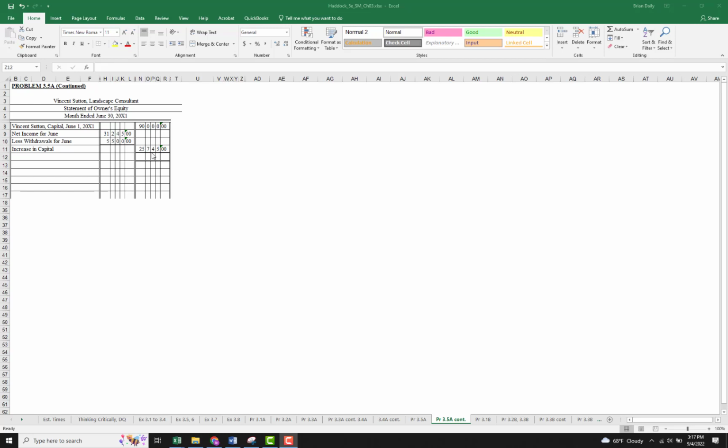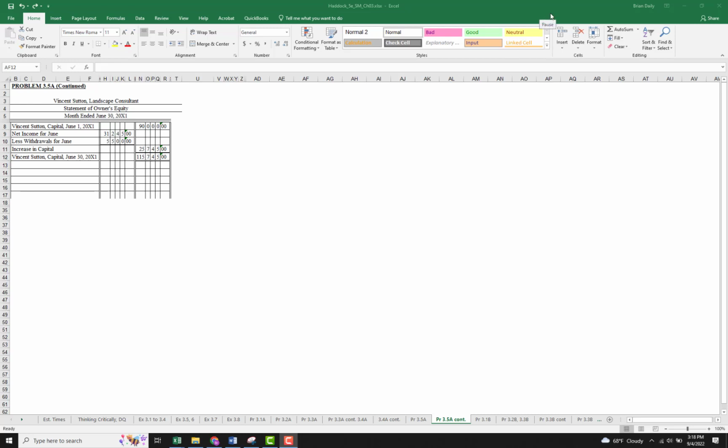So last thing to do here is to figure out the capital as of the end of June. So to do that, we're going to take the capital at the beginning of June and add the increase in capital that occurred during June. So the appropriate label is Vincent Sutton Capital as of June 30th. And if I take that $90,000 and add that $25,745, that gives us $115,745 as our ending capital.